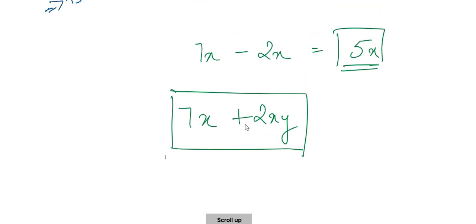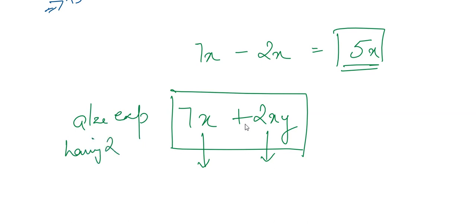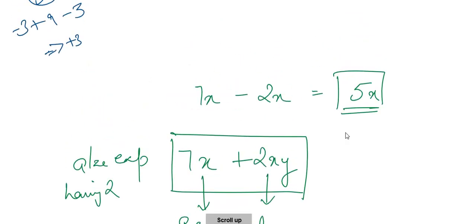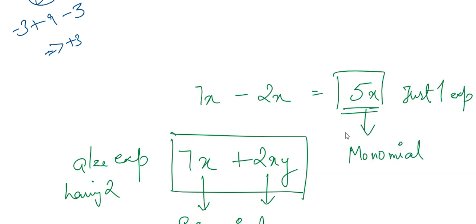So any algebraic expression having two terms, you would call it a binomial. Bi means two. And if you have just a single term, you would name it as mono. Mono means one. Monomial. Okay, mono means one.